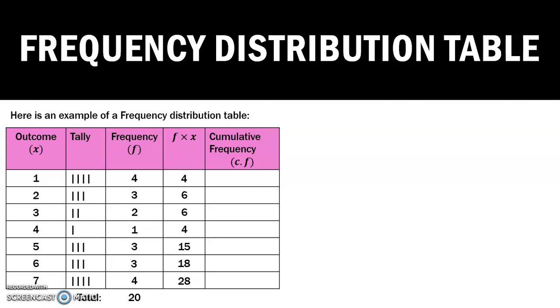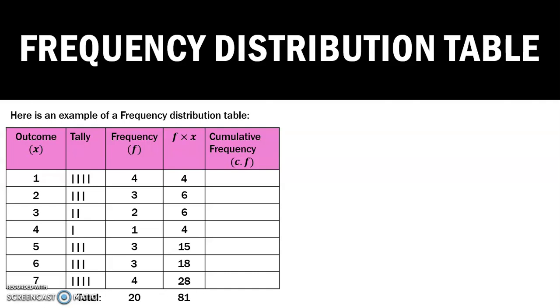Once we have worked out our F times X column, we then add these together. So we go 4 plus 6 plus 6 plus 4 plus 15 plus 18 plus 28, which gets us a total of our F times X column of 81.